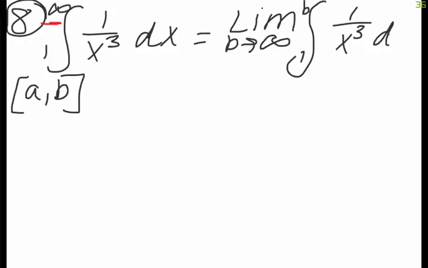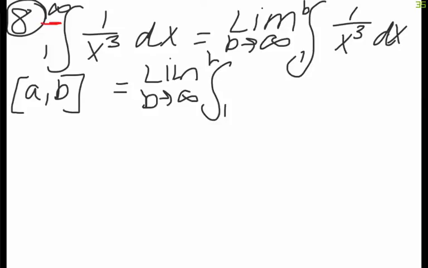X cubed dx. Now I take my antiderivative the way I normally would. I'm going to rewrite that one more time. The limit as b approaches infinity of the integral from 1 to b of x to the negative 3 dx. Notice where I went from the first step to the second step, because I know I'm going to need that in order to do my antiderivative. What does my antiderivative look like?